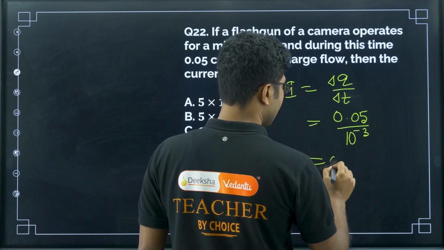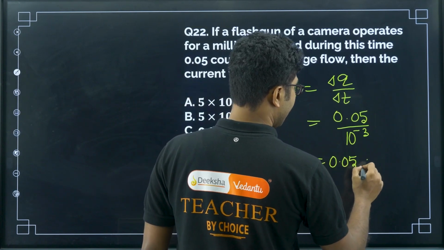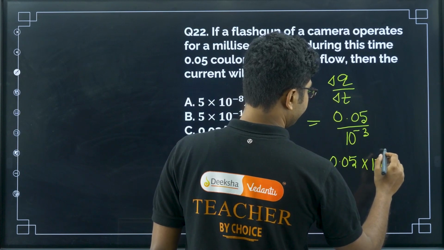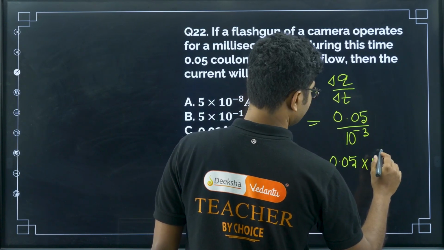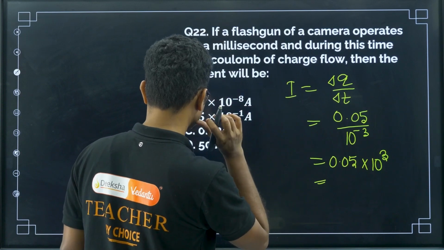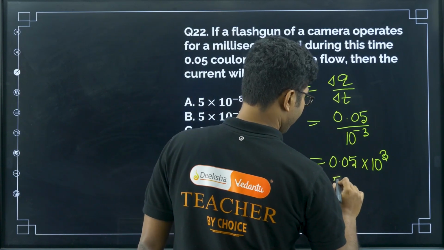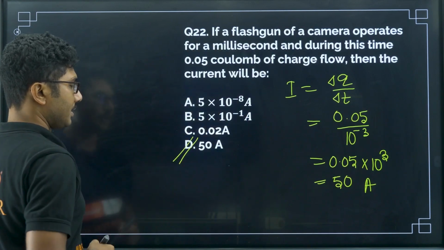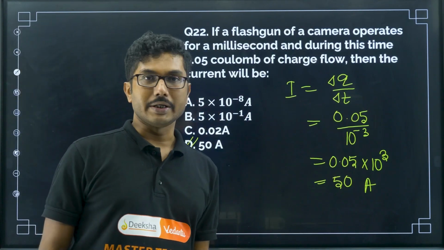So this will be 0.05 times 10 to the power of 3, right, or it will be 50 amperes. So the current answer is 50 amperes. Be careful when you are treating powers of 10.